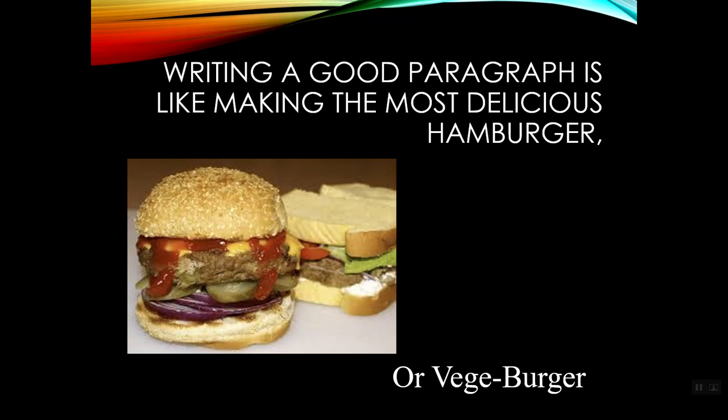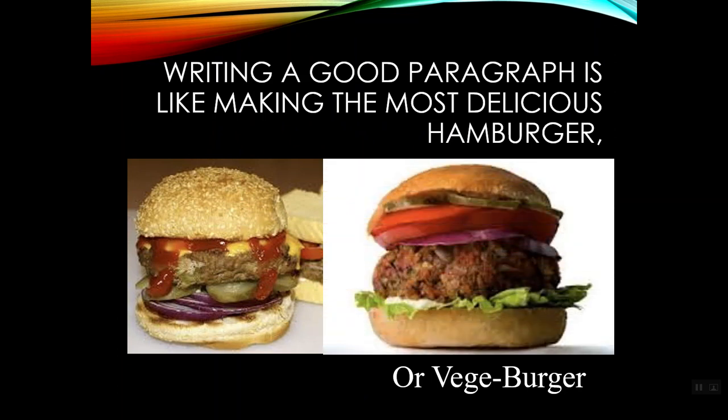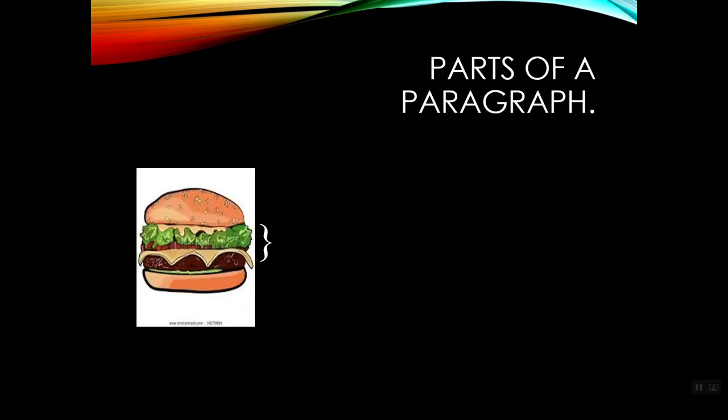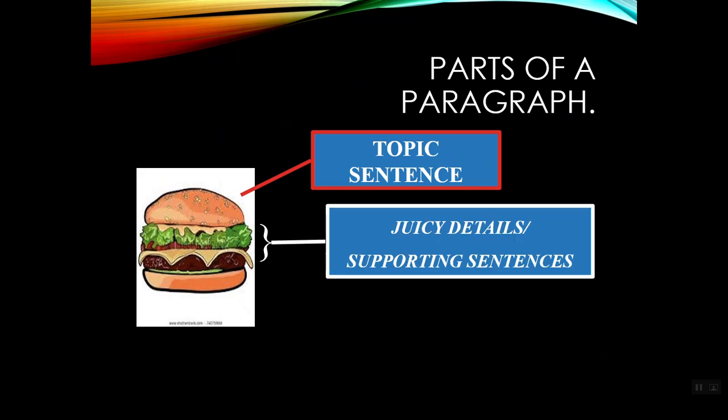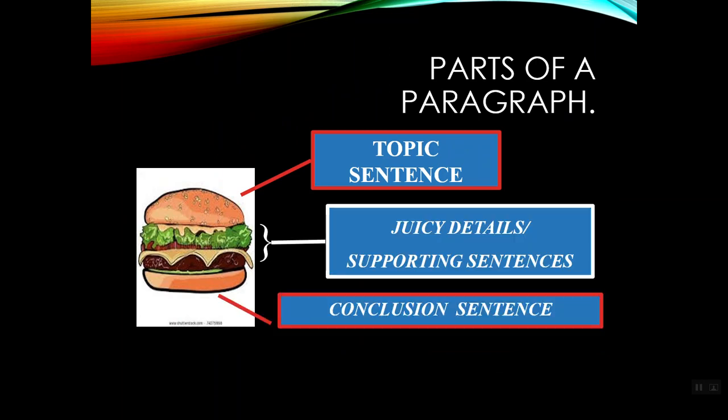Now, if you're not a meat eater, then you can have a veggie burger. Vegetarian burgers these days are just as delicious. So the 3 parts to a burger are the top bun, the middle part, which I call the juicy details, and the bottom bun.